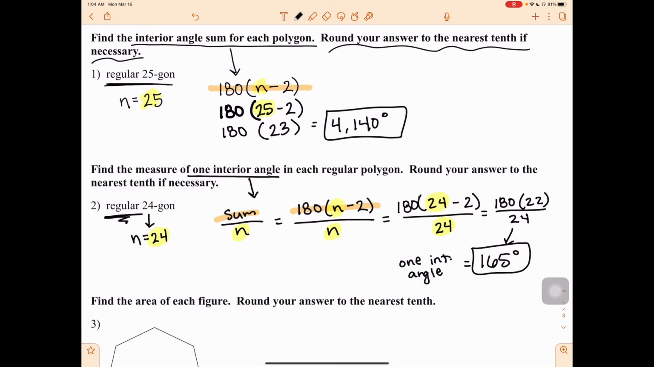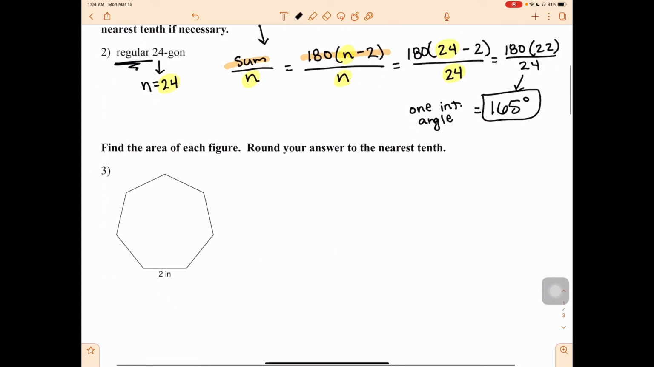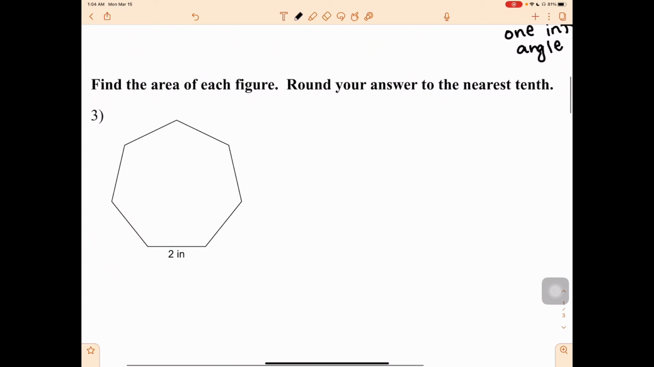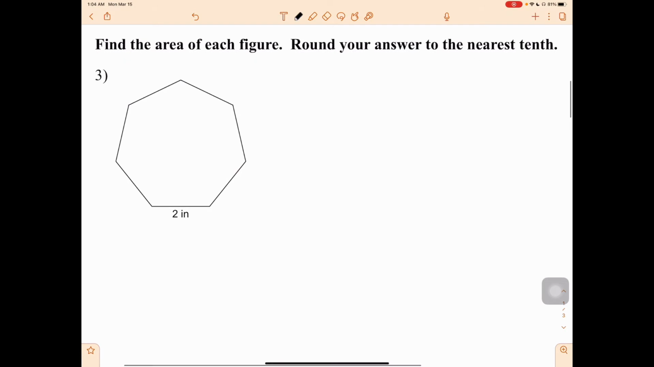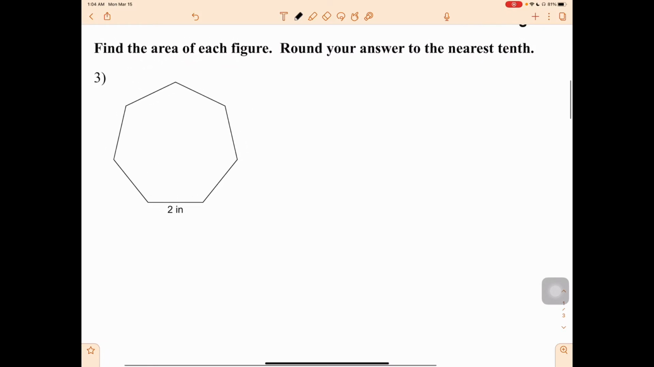So it's 165 degrees. Okay, find the area of each figure. Again, there's only one figure. So the area, if this is a, oops, it did not tell you. It should tell you this is a regular polygon. Okay, so this is a regular polygon. And it will be that on the test as well. Okay, so if it's regular, then that means all the sides are 2 inches long.